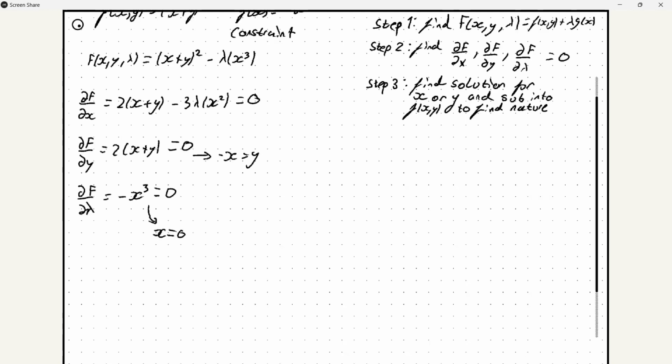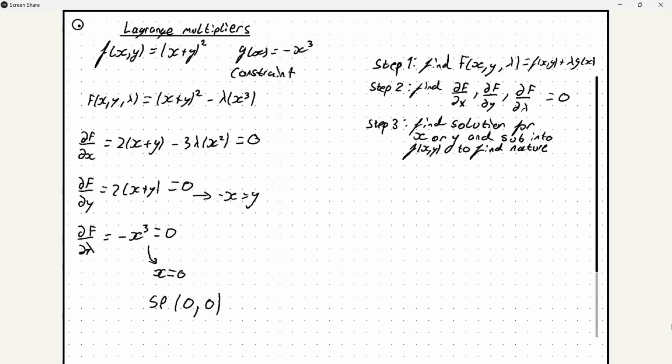So we have a stationary point at x equals 0, so that also means we have a stationary point at 0, 0. And to find the nature of this, we sub in 0, 0 into the original equation. So we get 0 plus 0, which just equals 0. And that would be a minimum point.